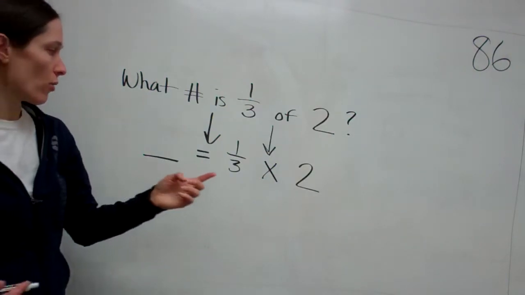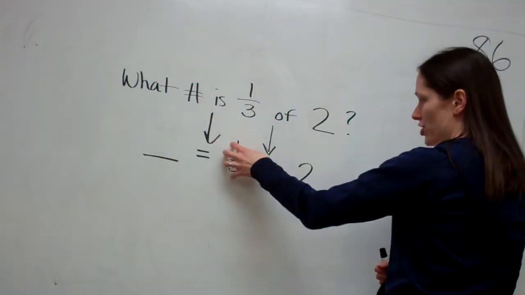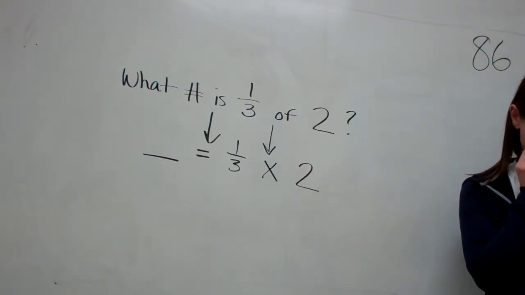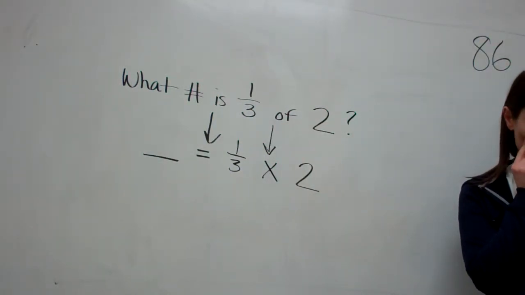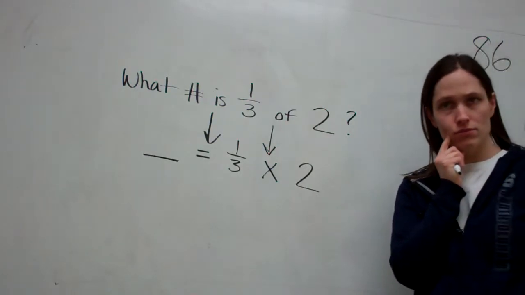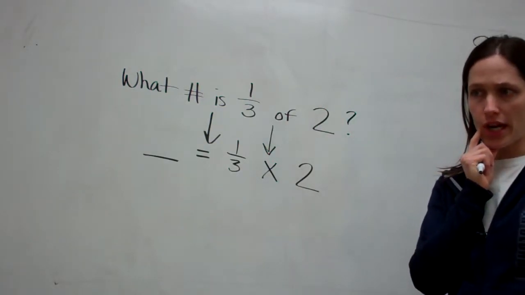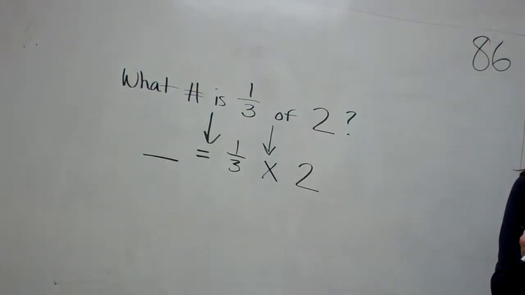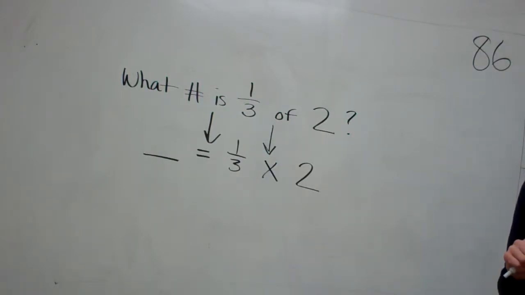Okay? So now, I have a fraction and a whole number. How am I going to multiply this? 1 times 2 and 3 times 2. 1/6, 2/6. What do you think? Do you have any ideas? Well, I know what the answer is. Double the 2 numbers. You would see how many times 1/3 goes in 2.